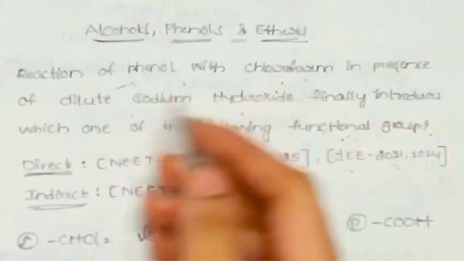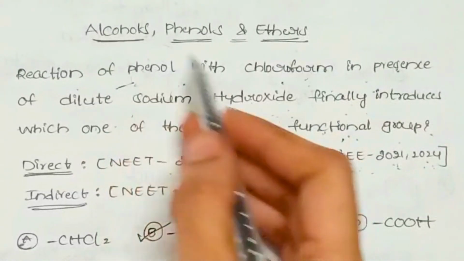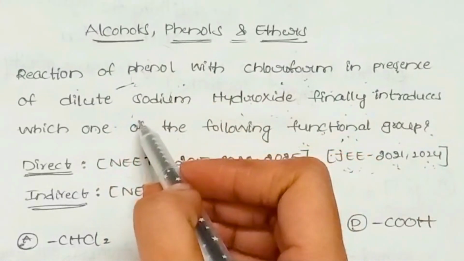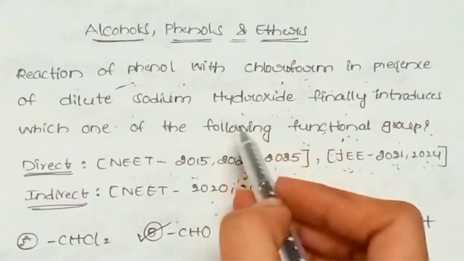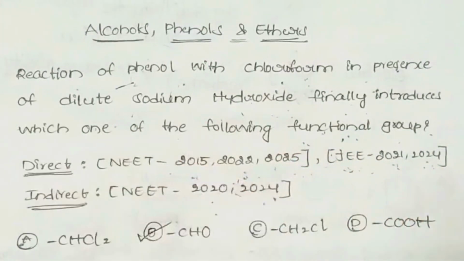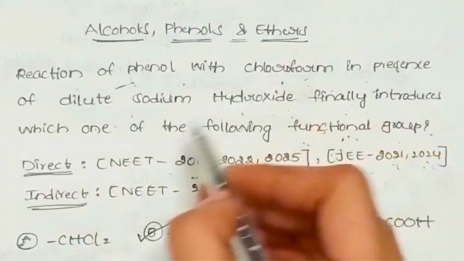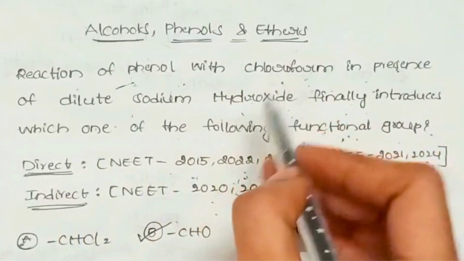Let's see the question. What is given here? When phenol reacts with chloroform in presence of sodium hydroxide, it introduces one of the functional groups into the major product that is going to form. Here, our job is to find out the functional group that is introduced into the major product that is formed.